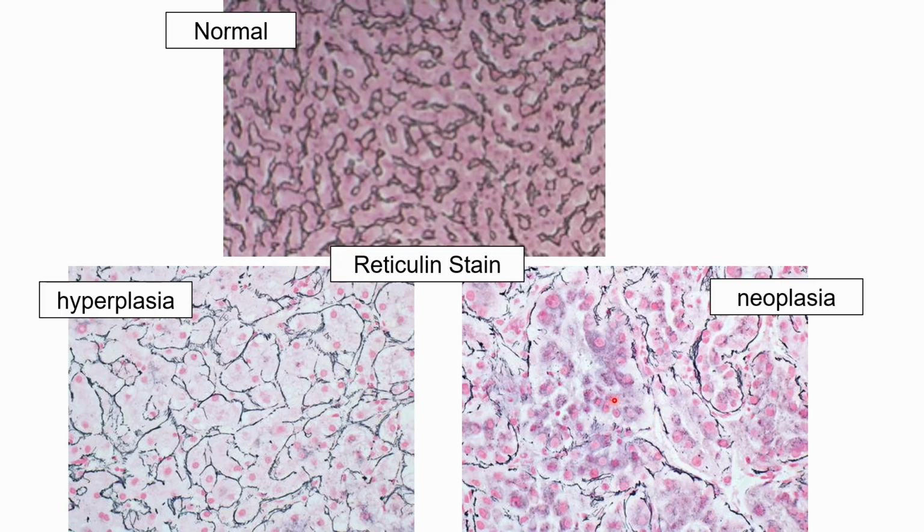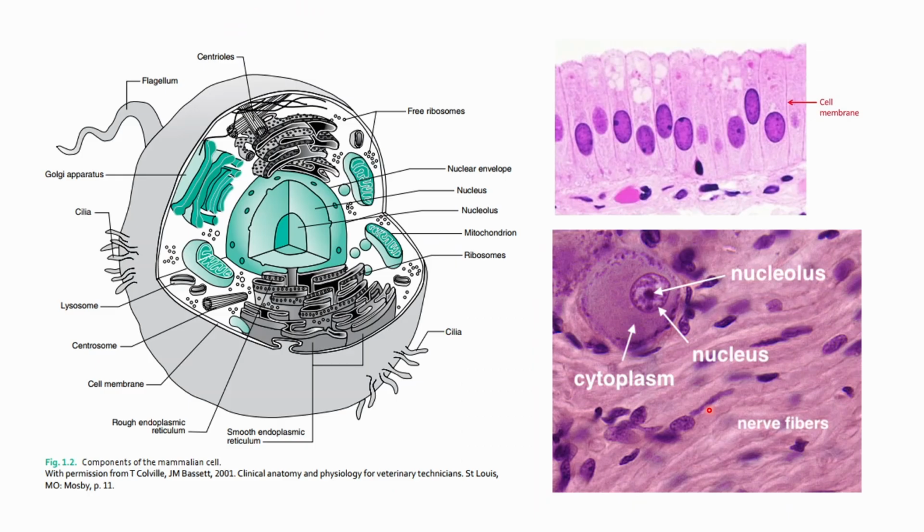So the cells are dividing and dividing and dividing, and there is no time for the normal architecture of the tissue, for the framework of reticular fibers, to form. So again, it's another way to prove that special stains are good. Okay, now let's move to the organelles.